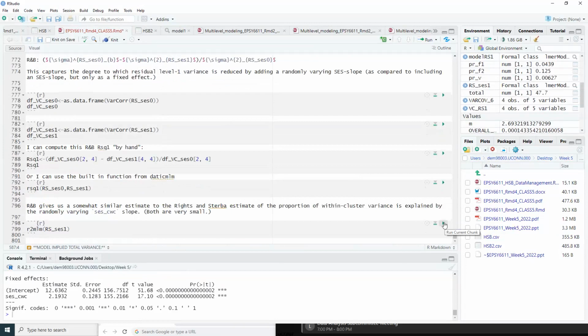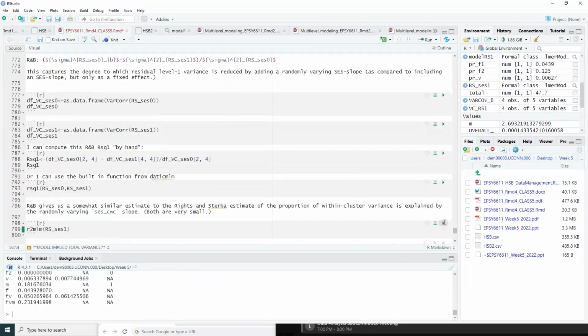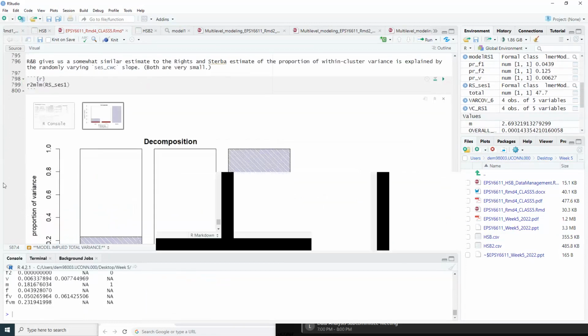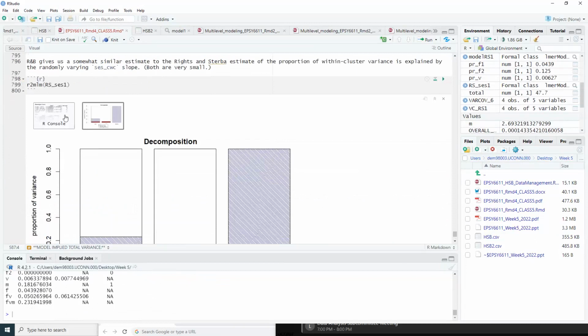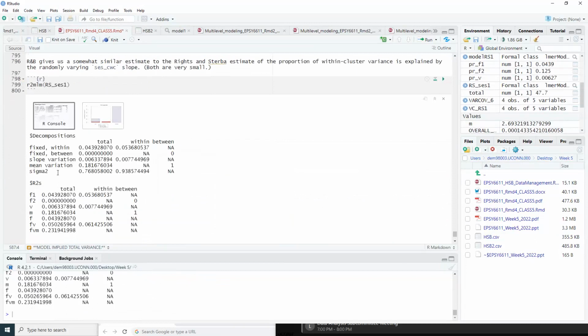You don't want to do everything I just did, but you probably don't. There we go. And it will give you this. Ta-da! So this is kind of nice. What it's doing is computing for you those 5 components that we talked about. If you go back and look at my R markdown, you'll see these numbers match exactly with what I got for F1, F2, B, S squared, and M. They're exactly the same, right?